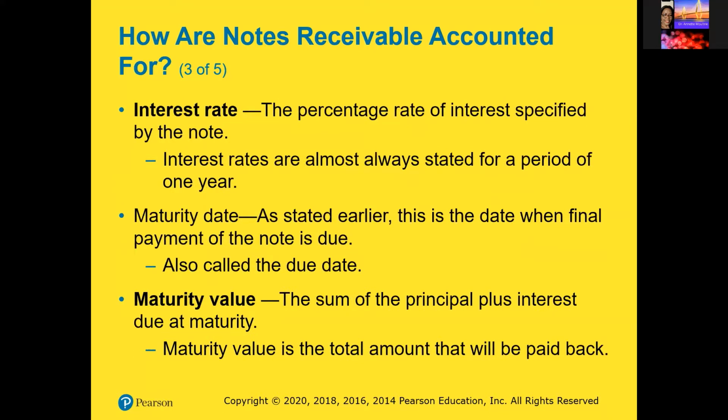What is the interest rate? It is the percentage rate of interest specified by the note. Interest rates are almost always stated for a period of 1 year. What is maturity date? As we stated earlier, this is the date when final payment of the note is due, also called the due date. Maturity value is the sum of the principal plus interest due at maturity. Maturity value is the total amount that will be paid back.